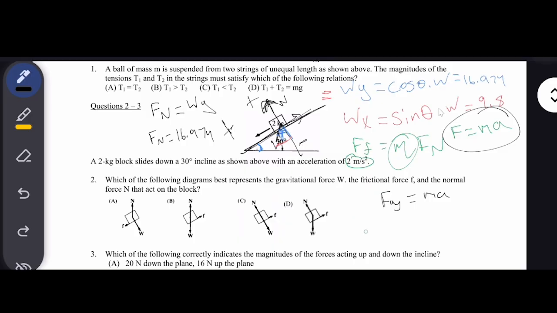So if we do that, we're going to have our force normal, and since this is pointing upwards, it's positive, so positive force normal minus our weight in the y direction, or gravitational force, is equal to mass times acceleration. And you might be saying, well, our force normal and our weight in the y are both equal to each other, so wouldn't this just be 0? And you're actually correct.